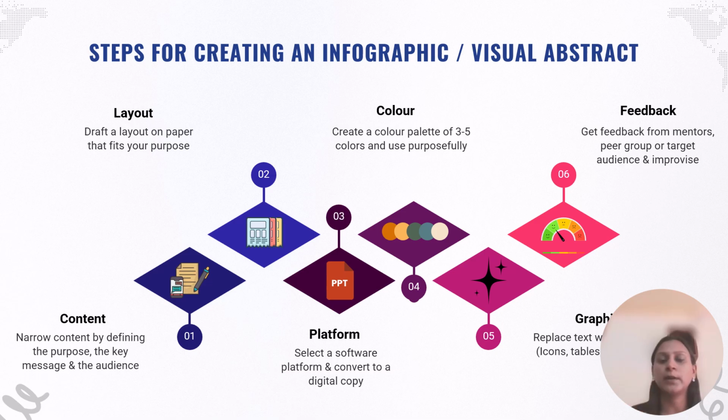Use a color palette of your choice between 3 to 5 colors and use it purposefully. Replace the text with graphics. You can download icons, you can use tables, charts. So replace the text in your digital copy with graphics. Obtain feedback from mentors, peer group, or target audience and improvise on the feedback.